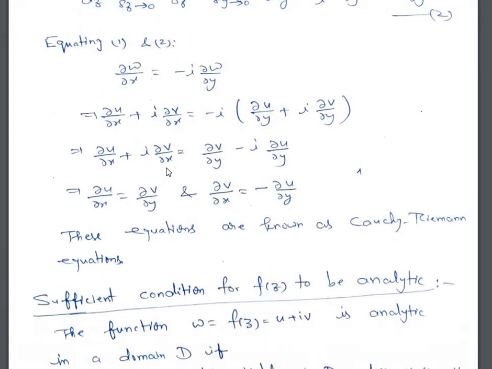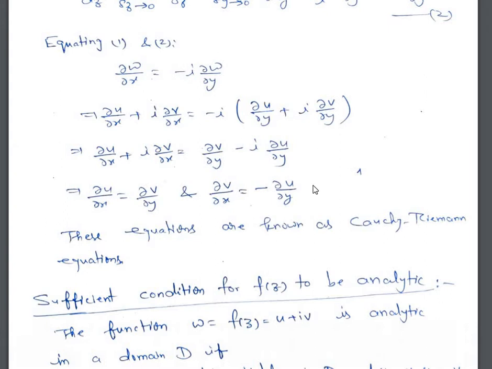So keep the left hand side as it is, and the right hand side we multiply by minus i. Minus i into plus i is minus i squared, which is plus 1. So therefore this side becomes del v/del y minus i times del u/del y.